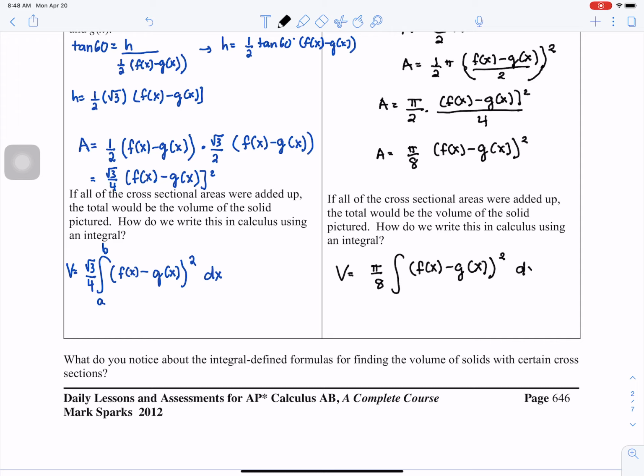So again, when you're doing very specific questions related to these cross-sectional volumes, you can either use these formulas, knowing that f of x represents your top function and g of x represents your bottom, or you can just derive it each time you do it.